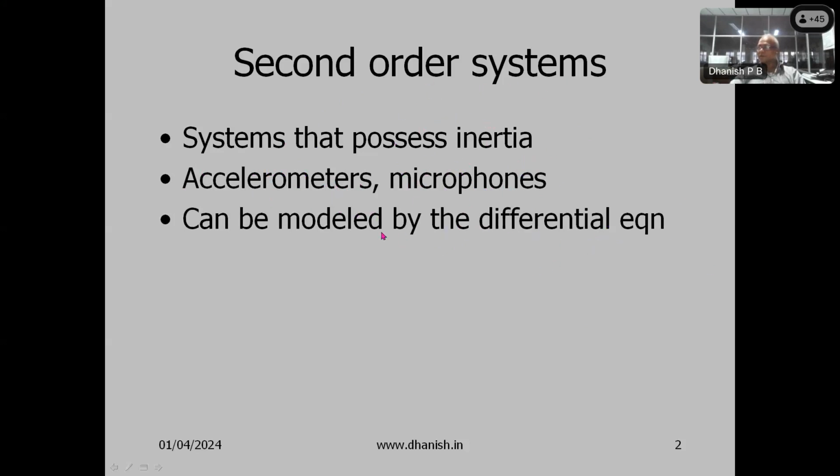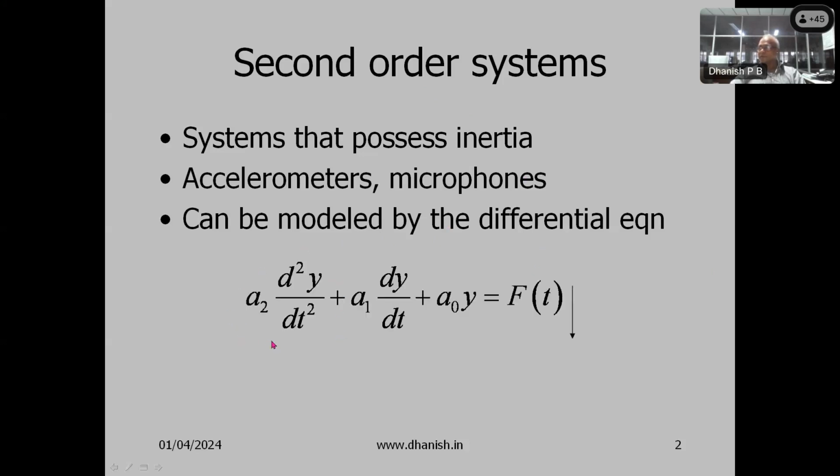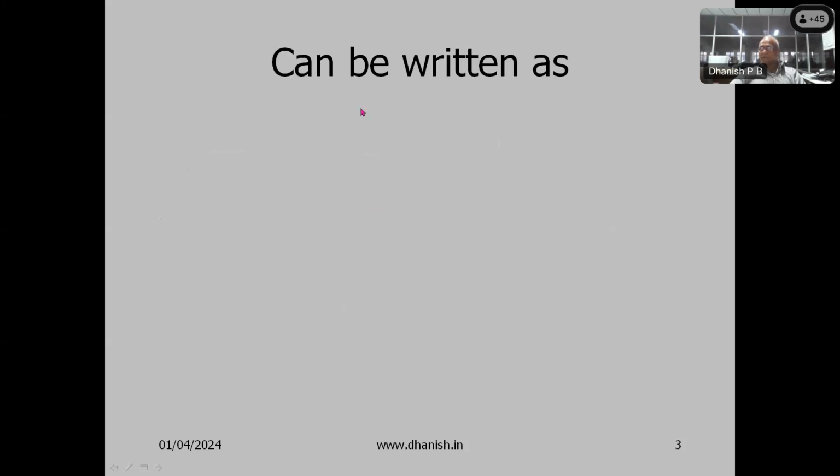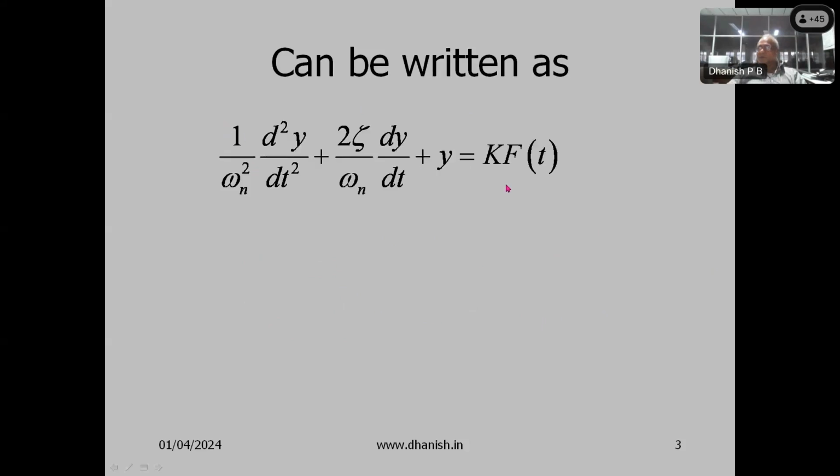So second order systems can be modeled by the differential equation. So first order was this part. Now we add one more term, A2 d square y by dt square plus A1 dy by dt plus A0 y. This is equal to f of t. So in order to solve this and to reduce it to two constants, we can change it into this form. And the solution is easy.